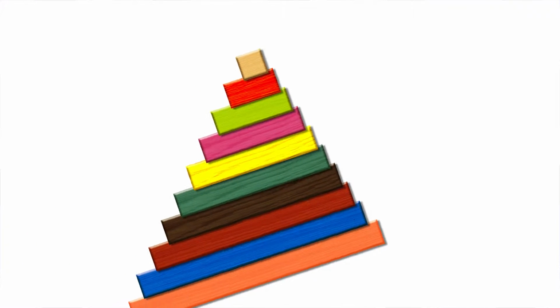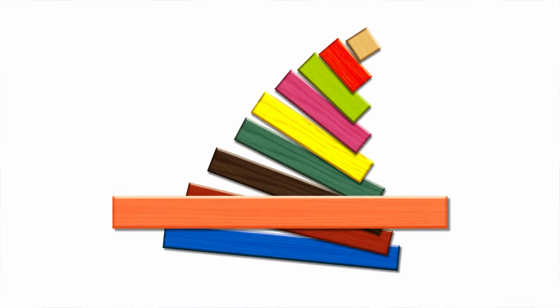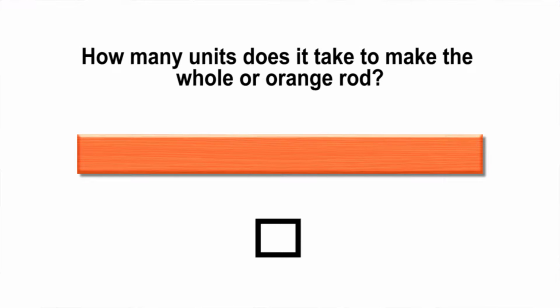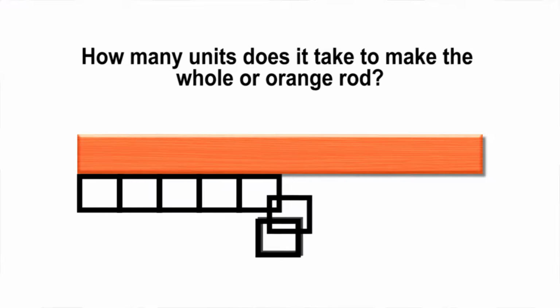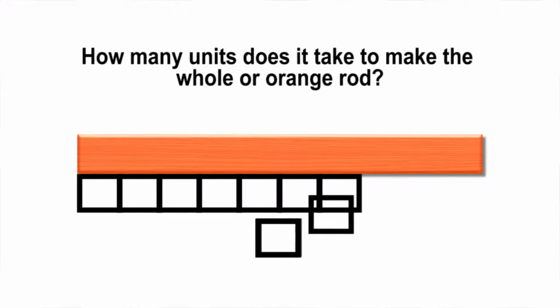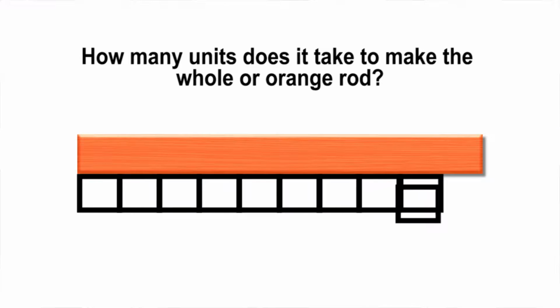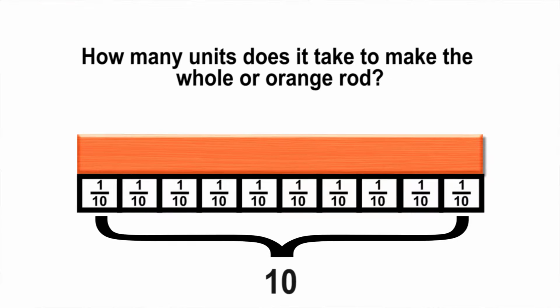Let's use Cuisenaire rods to model unit fractions and larger fractions. Let's use the orange rod to represent the whole. Let's use the white cube to model a unit. How many units does it take to make the whole or orange rod? If we line them up, it looks like it takes 1, 2, 3, 4, 5, 6, 7, 8, 9, 10. It takes 10 1/10 units to make the whole.